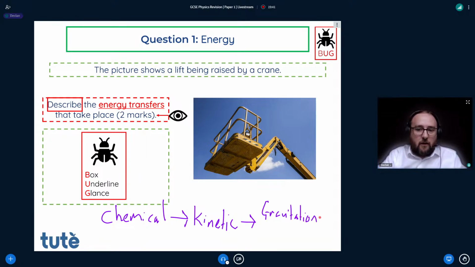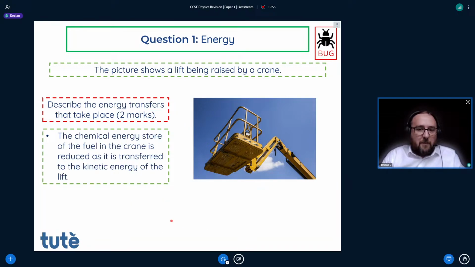So we then want to try and turn this into our answer. Best place to start is always at the beginning. So the first energy transfer: the chemical energy store of the fuel in the crane is reduced, so it's going down as it's being transferred to the kinetic energy of the lift.